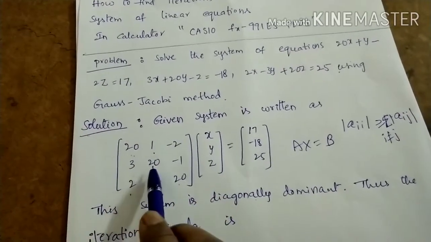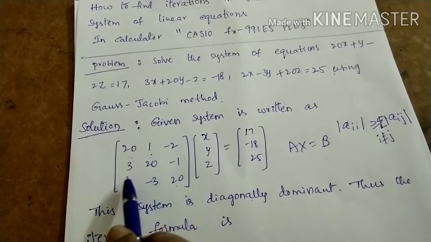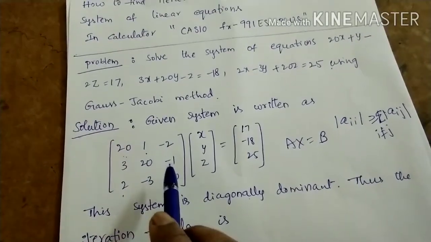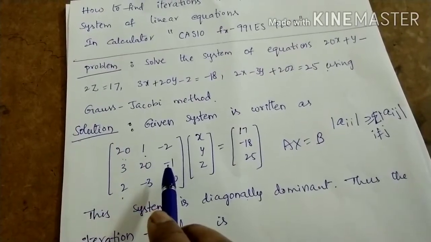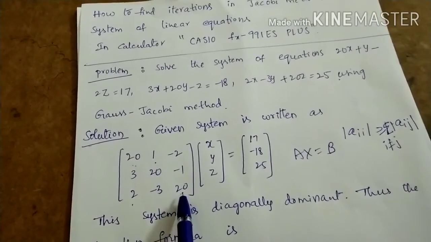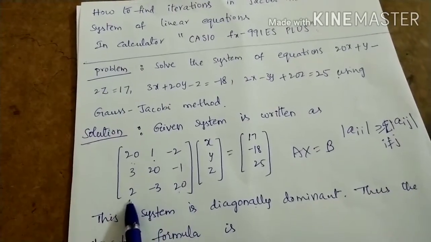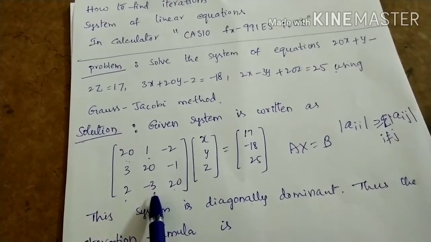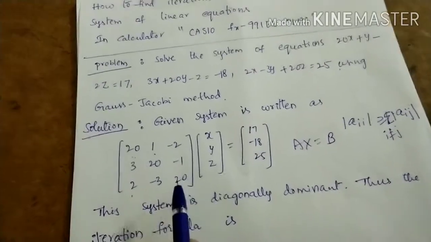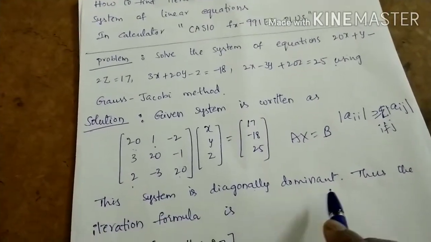Similarly for the second row, modulus of 20 is greater than or equal to modulus of 3 plus modulus of minus 1, that means 20 is greater than 4, which is true. Similarly for the third row, modulus of 20 is greater than or equal to modulus of 2 plus modulus of minus 3, that means 20 is greater than 5, which is also true. The system is then said to be diagonally dominant.